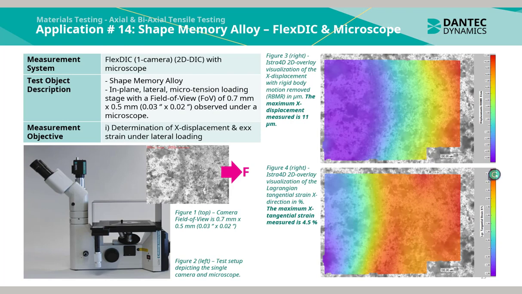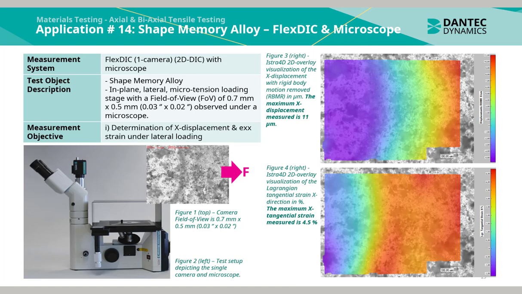Application 14 is a measurement of a shape memory alloy performed using a FlexDIC and microscope. This application is actually a 2D DIC measurement. As such, only one camera was used. The test objective was to determine the X displacement and EXX strain under lateral loading.